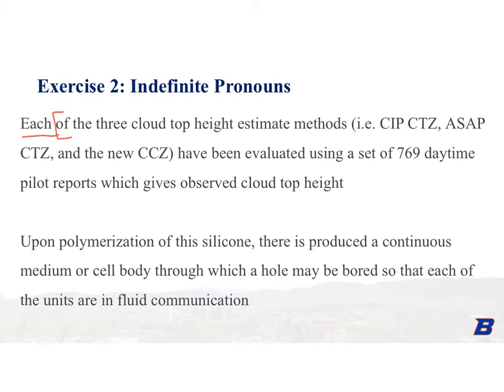And then you have this prepositional phrase again, "of the 3 cloud top height estimate methods," and it gives some detail. So all of that is your prepositional phrase, but the verb needs to agree with "each." So it would be "has been evaluated," which is your entire verb phrase. And then "using a set of..." is an adverbial phrase that's describing how it's been evaluated. So then there's an extra error in this one.